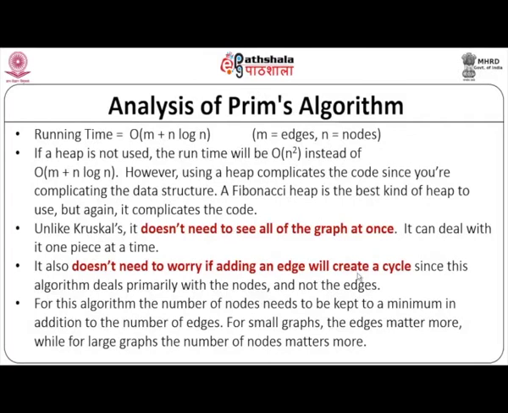Unlike Kruskal, it does not need to see all the graph at once. This is one of the major advantages. It can deal with one piece at a time. The idea is, if you have a large graph, what do you look at in Prim's algorithm?